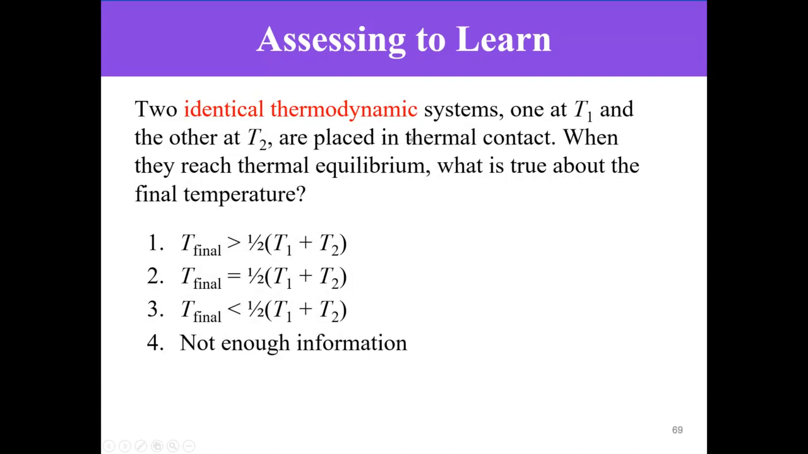Two identical thermodynamic systems, one at temperature T1, the other at temperature T2, are placed in thermal contact. So we are talking about identical thermodynamic systems, but at different temperatures. When they reach thermal equilibrium, what is true about the final temperature? Any suggestion? So because they are identical, then the final temperature will be just the average, half of T1 plus T2.